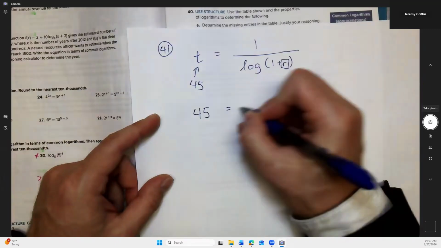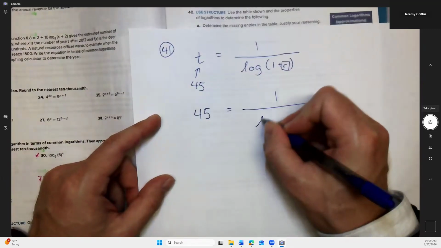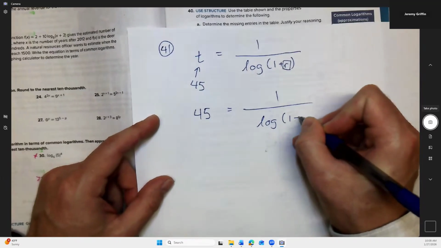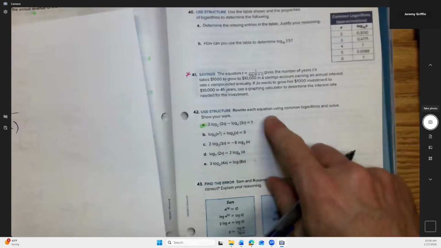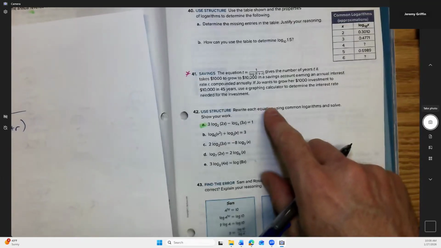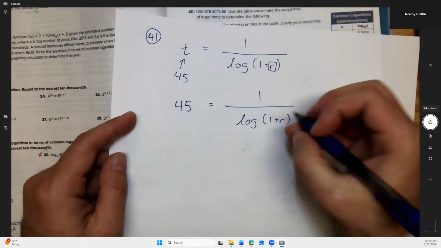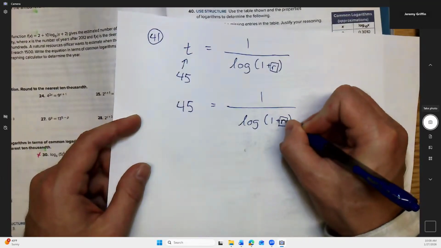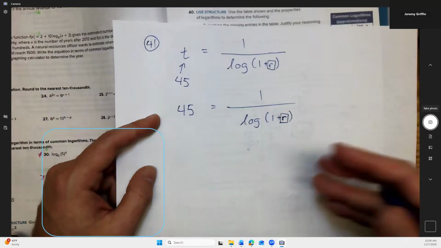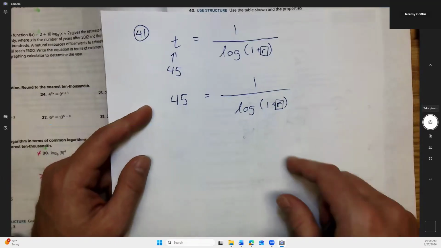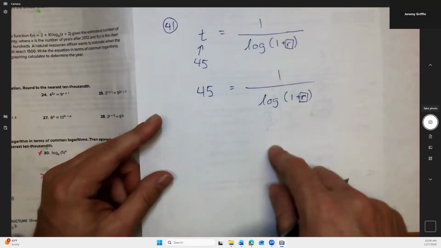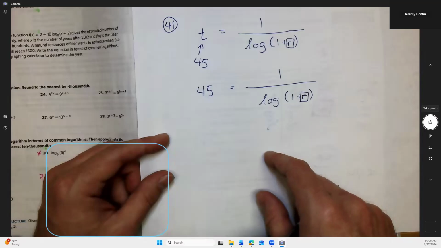So here's something like that. 45 is 1 over log 1 plus r. We are solving for the interest rate. So we're solving for what's the necessary interest rate so that she can tenfold her money in 45 years. How much interest would you need for that to happen? Okay, what do you guys think the next step is?